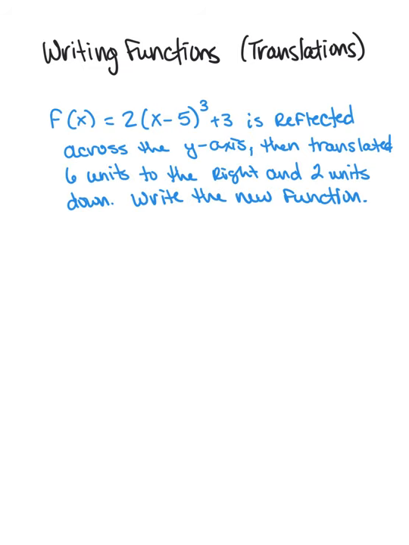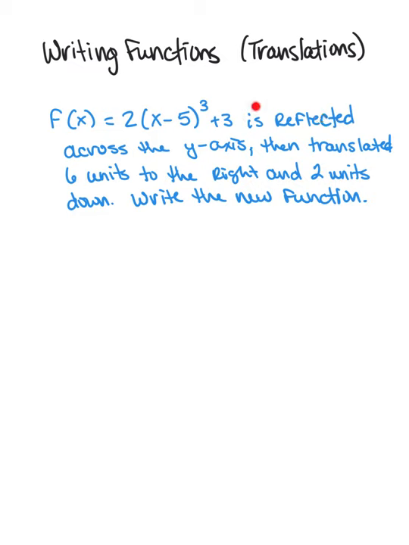Okay, so this is the last one we're going to do, but it's fairly simple. I have an equation that's already been translated. I have 2 times (x minus 5) cubed plus 3, and this has already been translated. It has a vertical stretch by a factor of 2. It's moved 5 units to the right and 3 units up. After this happens, then it's reflected across the y-axis, then translated 6 more units to the right, and then 2 units down from this location. So what is the result after all of this has happened to this?